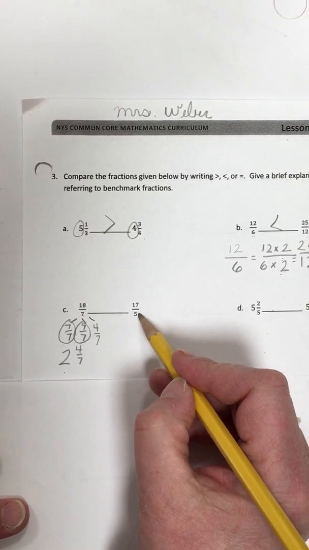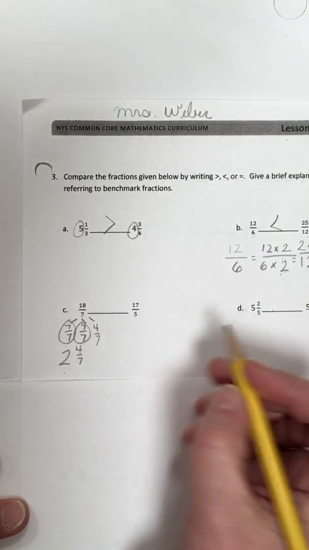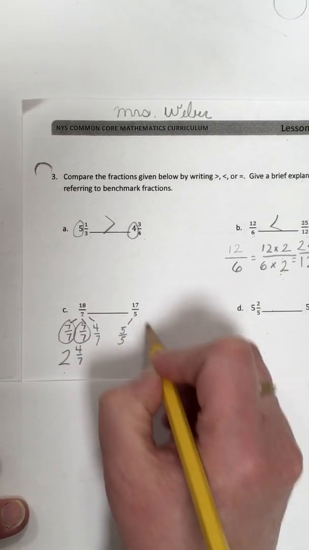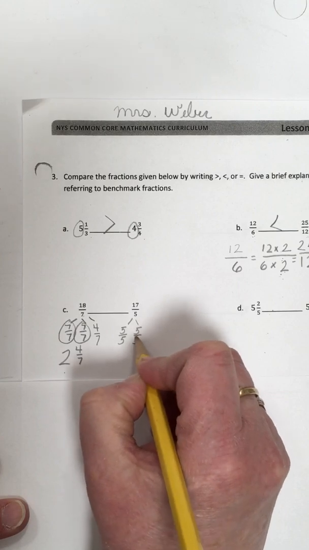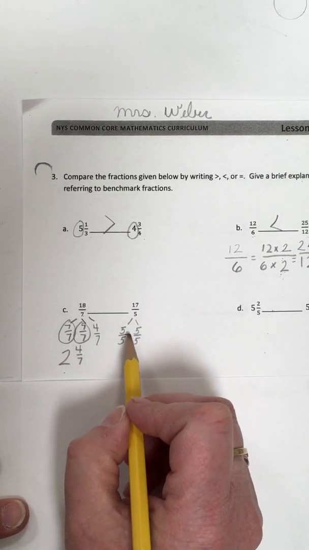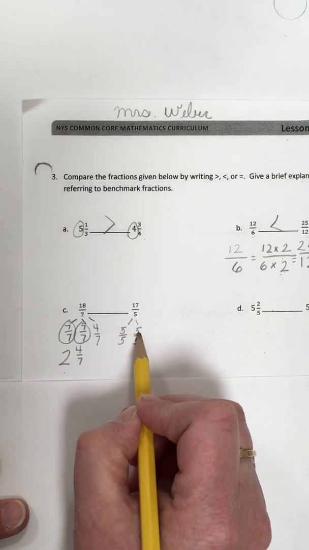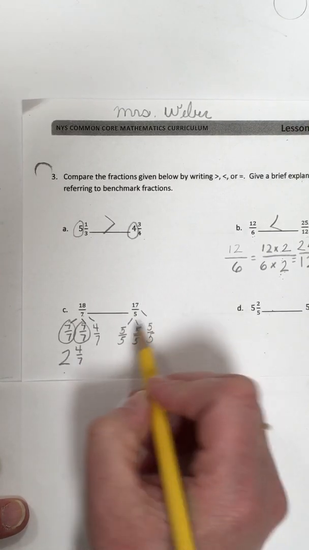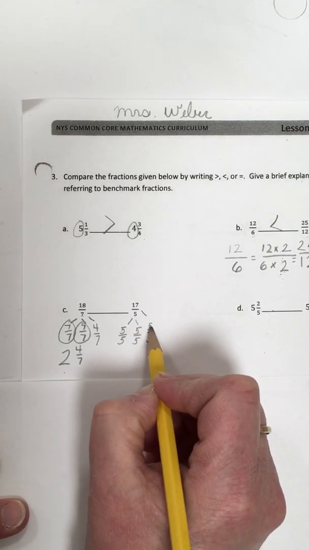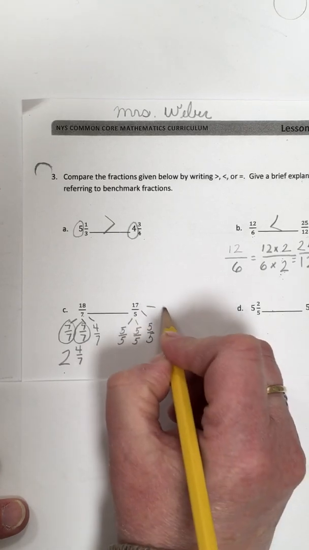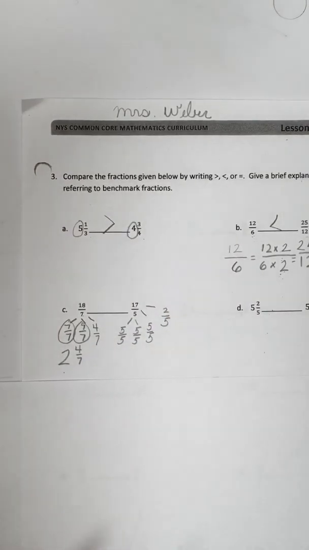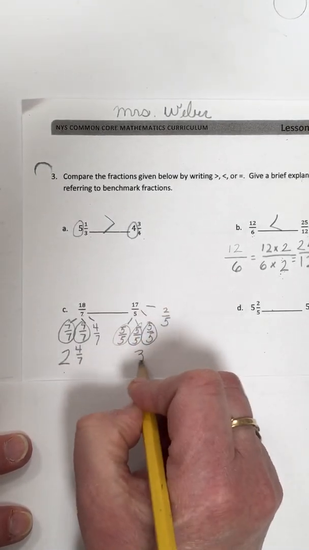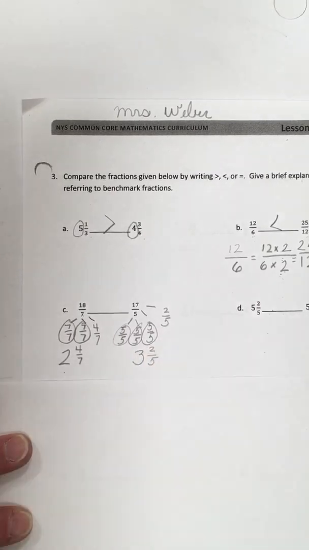Then I'm going to do the same for 17/5. It takes 5/5 to equal 1 whole. I could do another 5/5 to equal 1 whole. 5 plus 5 is 10. I could do another 5/5 to equal a whole. 5 plus 5 plus 5 is 15. I need 2 more to get to 17. So I have 1, 2, 3 wholes, with 2/5 left over.